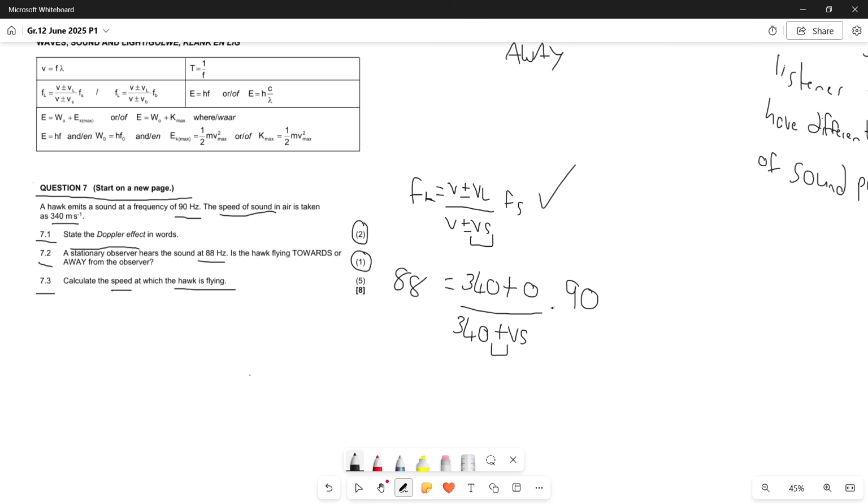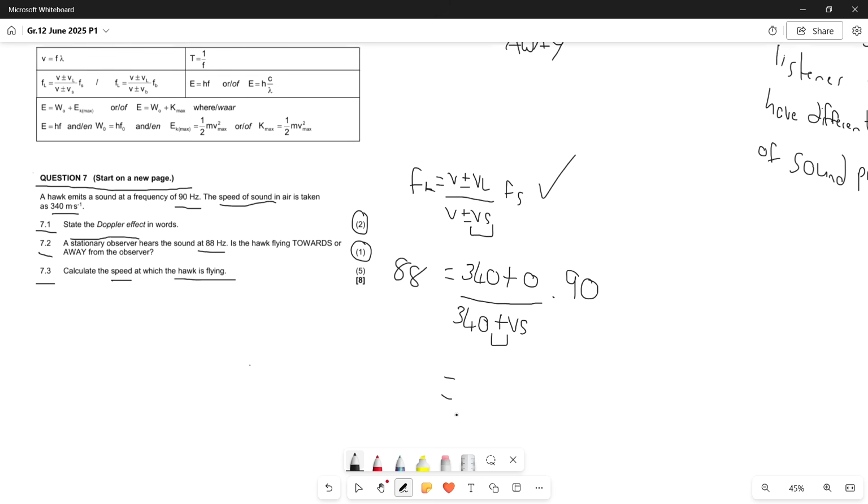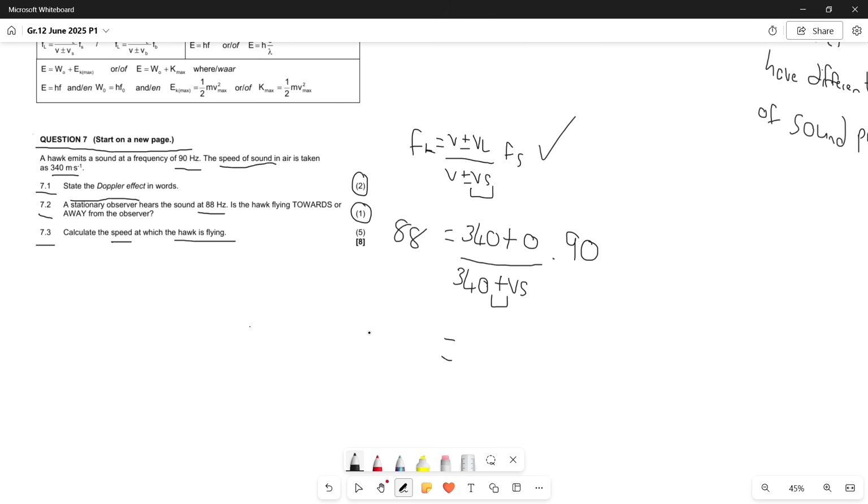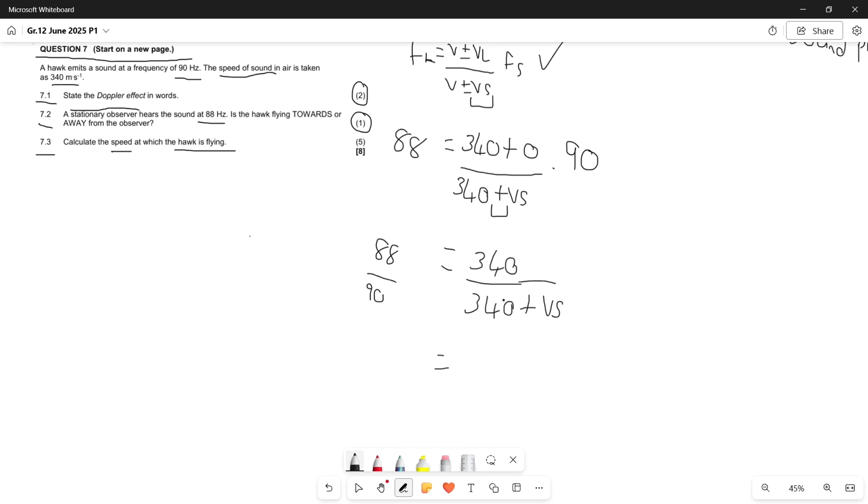for VS, and then once again we're multiplying the frequency of the source by 90 over there. So we can just go ahead and simplify some things. We can take our 90 over and divide it, so we can have 88 divided by 90 over here, and then 340 plus 0 is 340, and then 340 plus VS is still at the bottom there. We can then go ahead and cross multiply, so we can take the 340 plus VS to the top, we can multiply the 90 up to join the 340, and then we can bring this 88 down to the bottom to divide the 340 and the 90.